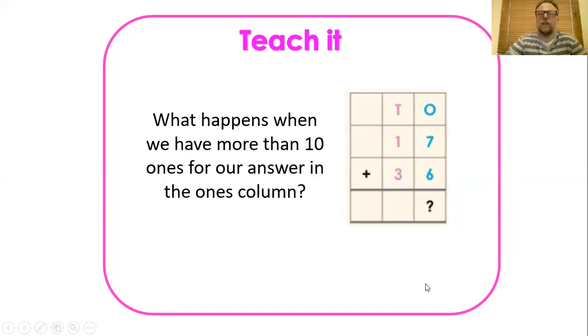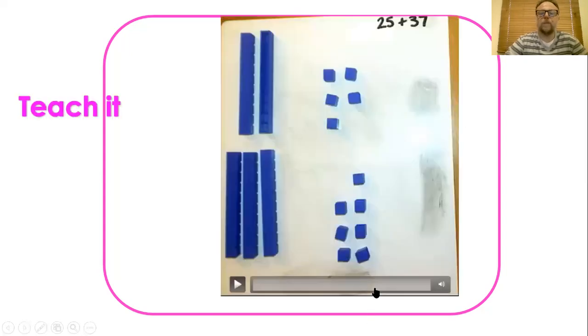But when we get to this question, what happens when we have more than 10 ones from our answer in the ones column? What are we going to do then? Because if I've got 7 add 6, I'm going to use my near double. Double 6 is 12 and 1 more. Oh, that's 13. I can't put 13 in the ones column. I've got to be able to do something else. So over today's lesson, we're going to get halfway there. And then on Monday, you're going to finish off how to actually do it in columns.